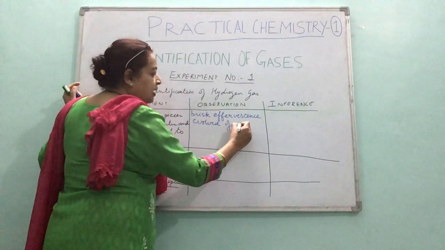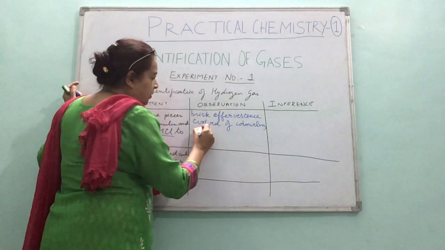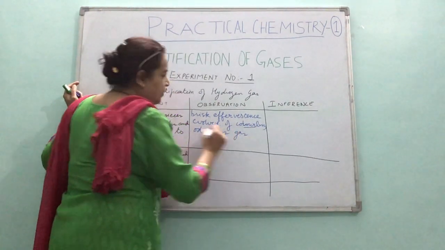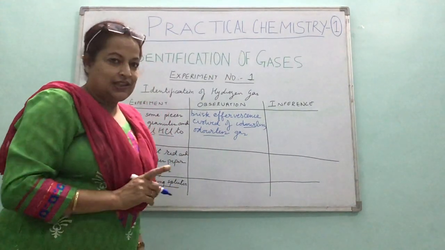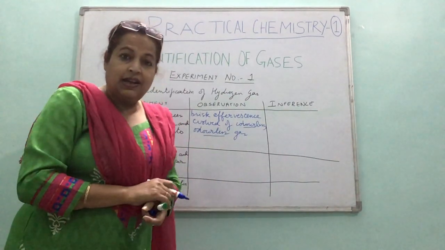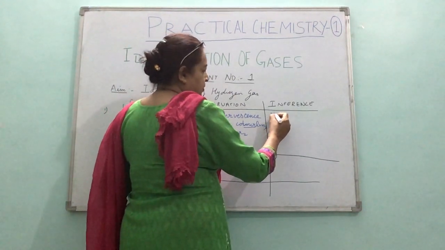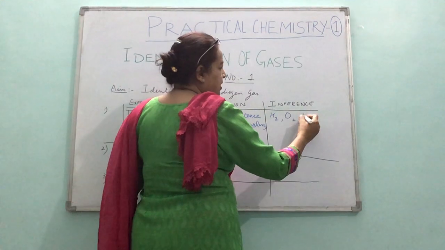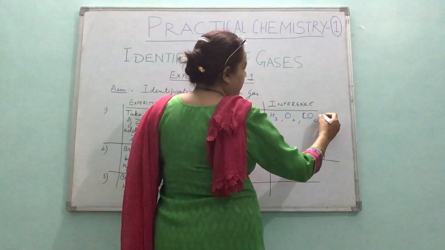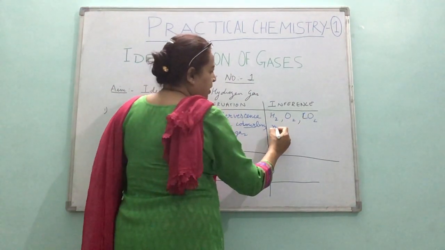Brisk effervescence evolved of a colorless, odorless gas. There was no odor to the gas, odorless gas. Well, we don't know that this gas is hydrogen till we have confirmed it. So the gas can be hydrogen. All the colorless, odorless gases, nitrogen cannot be evolved. Carbon dioxide or one or two gases may be evolved.